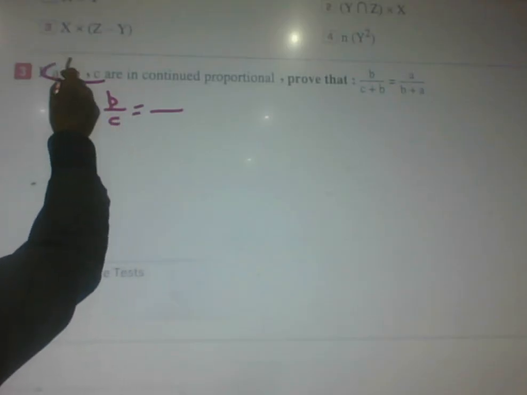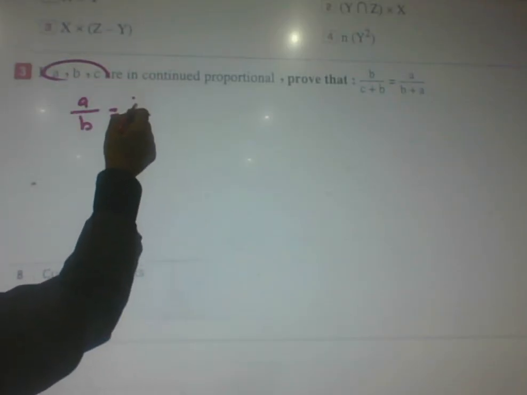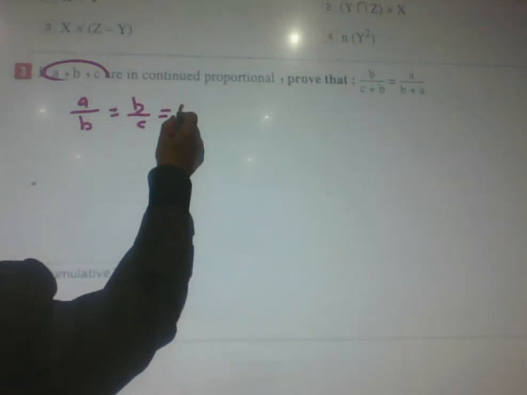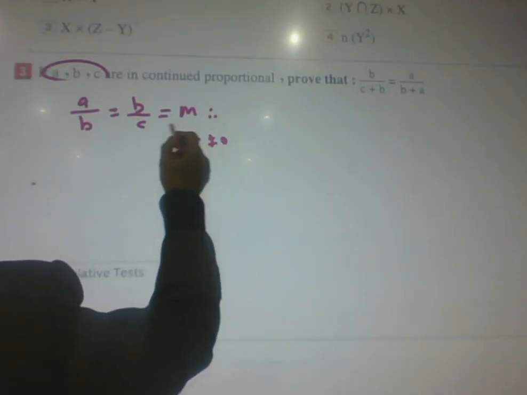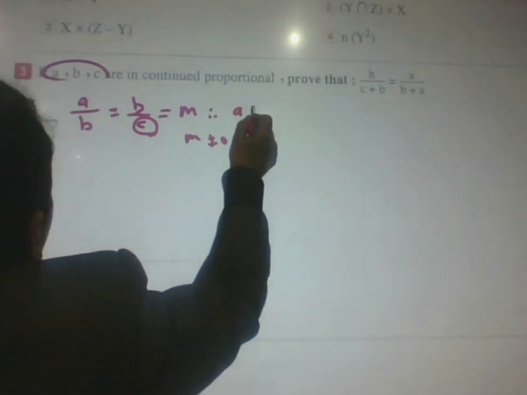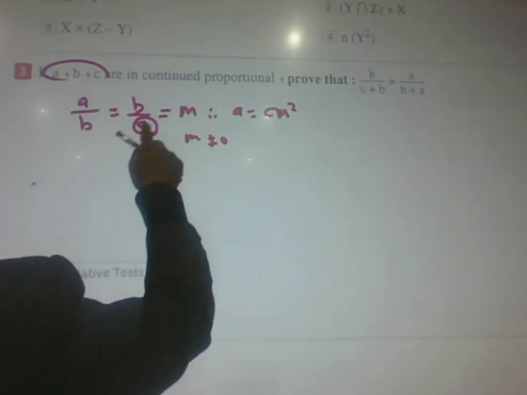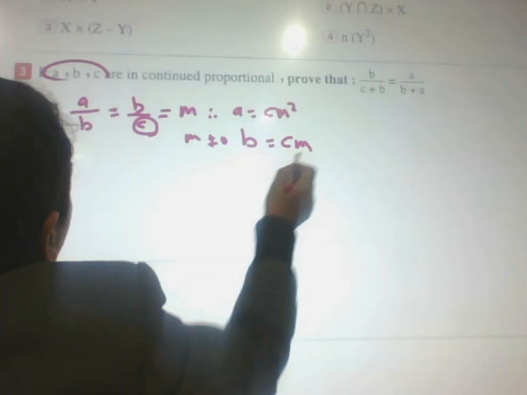Okay, we have A, B, C, not D. Then A over B equals B over C. Then we have three quantities in proportion here, so we can write a constant m, where m is not equal to 0. Then the value of A will be equal to Cm squared, that is, C times m to the power 2. And also B equals C times m.